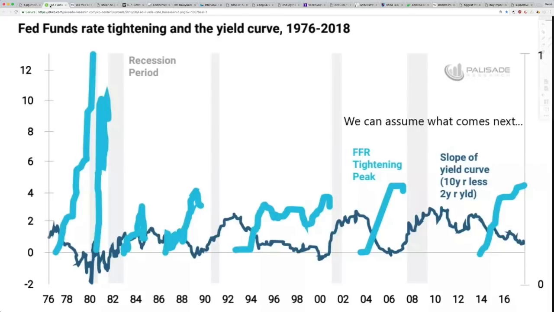Let's begin. Fed funds rate tightening and the yield curve from 76 to 2018. Take a look at this chart here. It might be a little difficult to read, but essentially what I want to show you is that every time we have these two events, we have a recession that follows. Number one, when we had the Fed increasing interest rates, a recession follows. And number two, when the yield curve inverts, we have a recession that follows.